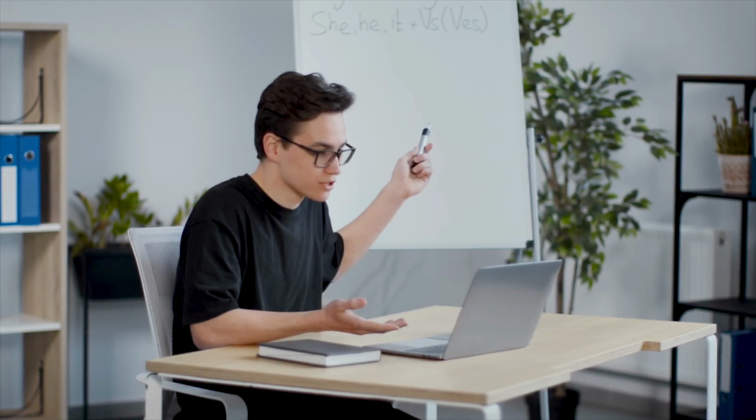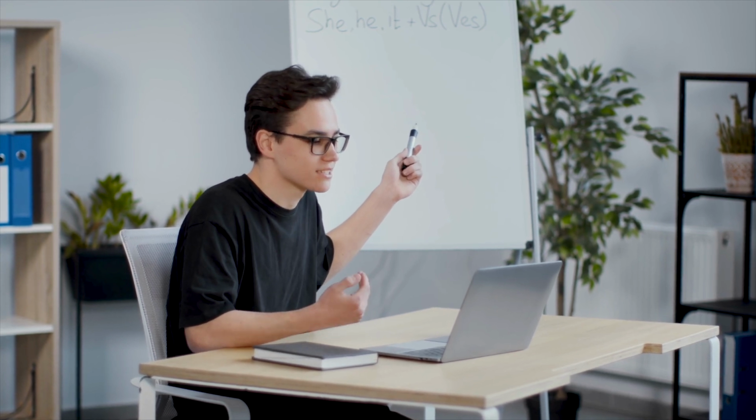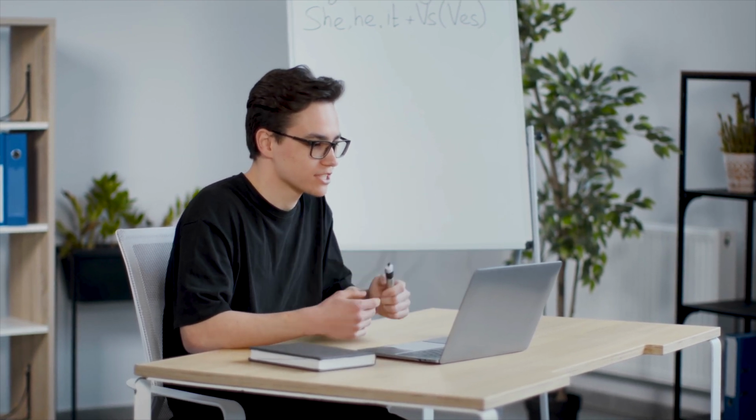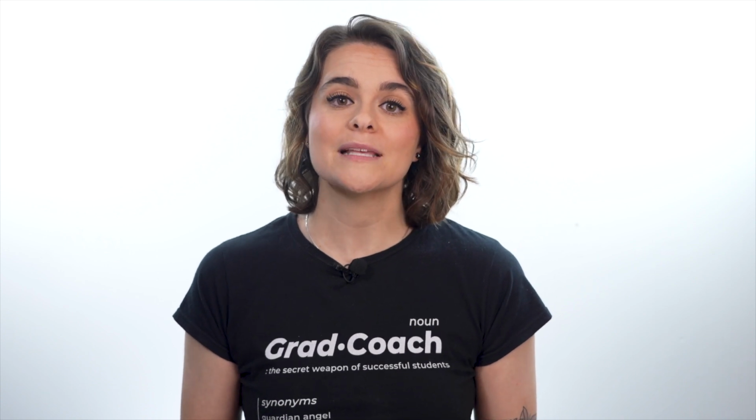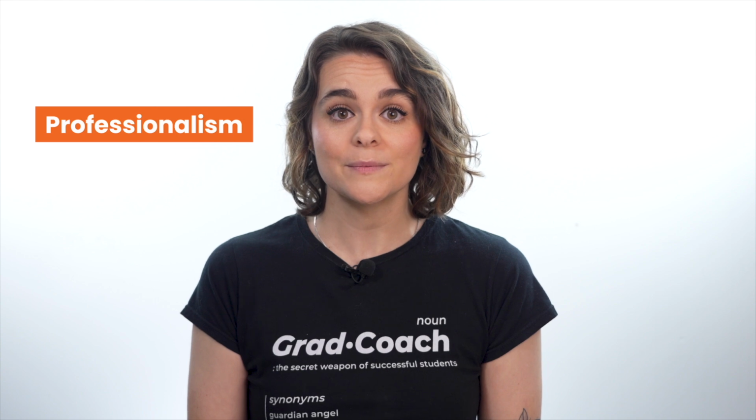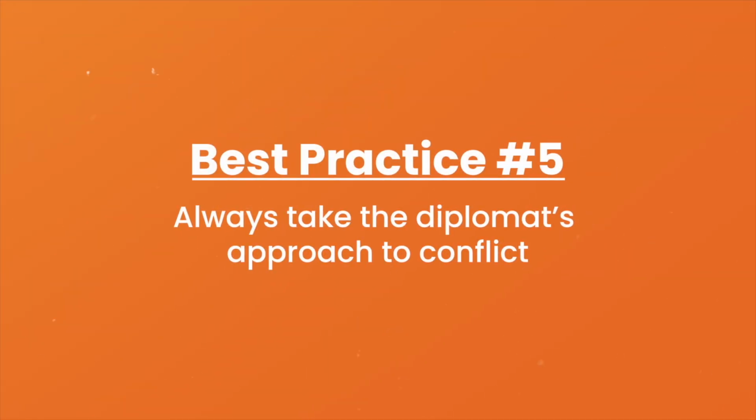All right, on to our final best practice. As with any partnership, it's always possible that some level of disagreement or conflict will arise between you and your research advisor. Of course, you can drastically reduce the chance of this happening by implementing some of the points we looked at earlier. But if a serious disagreement does arise, it's absolutely essential that you approach it with professionalism and respect. Therefore, best practice number 5 is to always take the diplomat's approach to conflict.